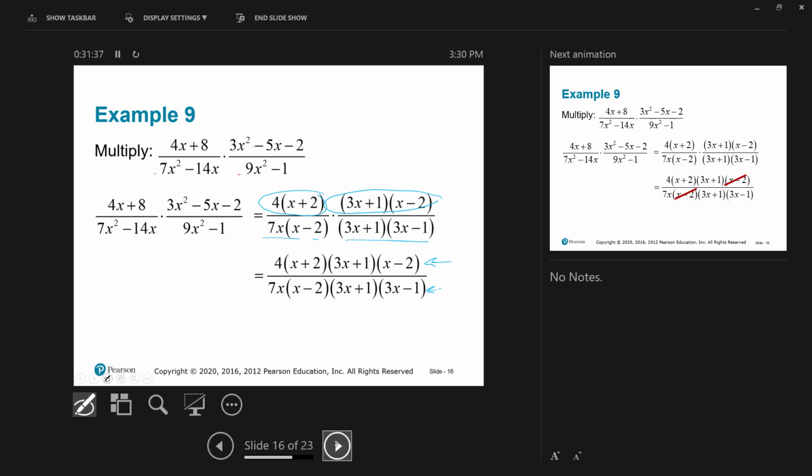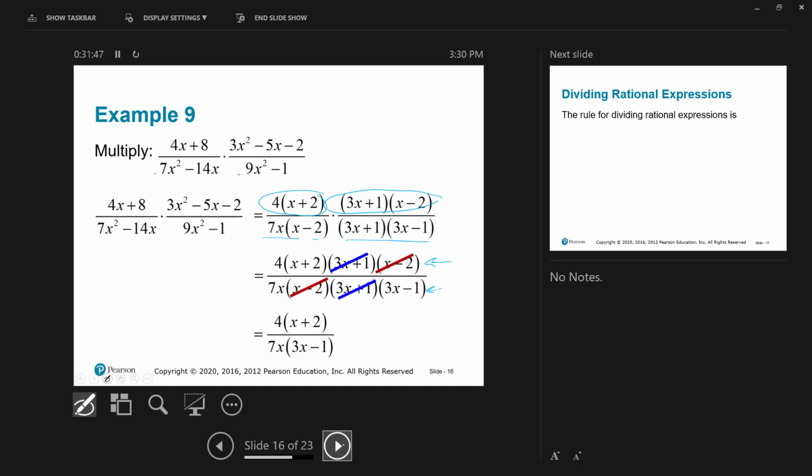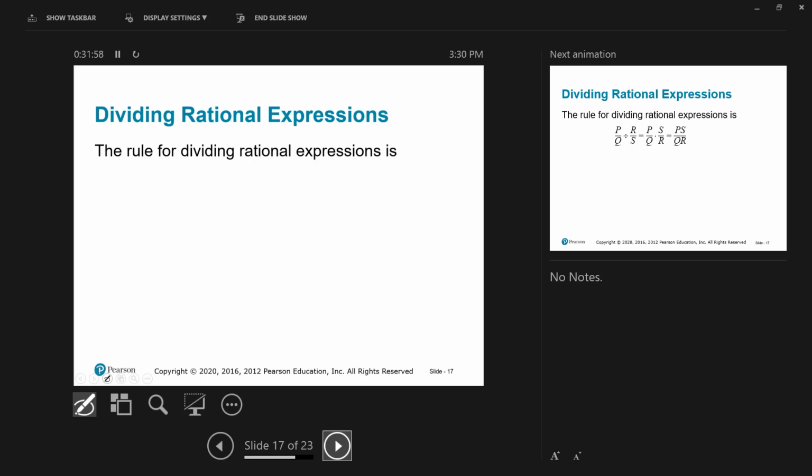I notice there are things in common, so I'm going to cancel them. I'm hoping there's something else in common. Oh, yay, there's more in common, so they get canceled too. And after all is said and done, this is what I have left, and there's no more canceling to be done. How's that? You guys good? Cool.